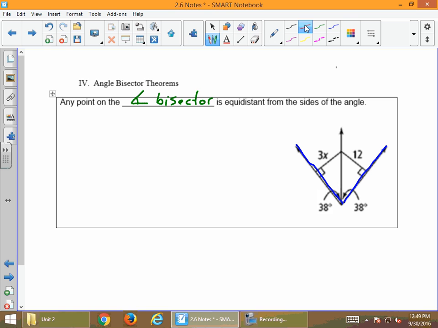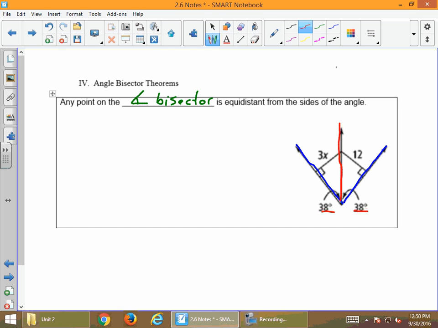This segment right down the middle. How do I know that's an angle bisector? That red segment is an angle bisector because it's in the middle. Well, how do I know it's in the middle, though? Because they look like it, so we can trust it based on that. The measures, the degrees, are the same. They're both 38. So that's why it's an angle bisector.